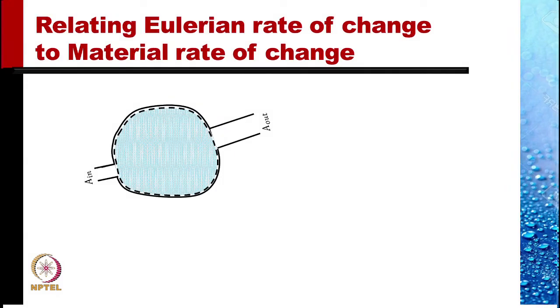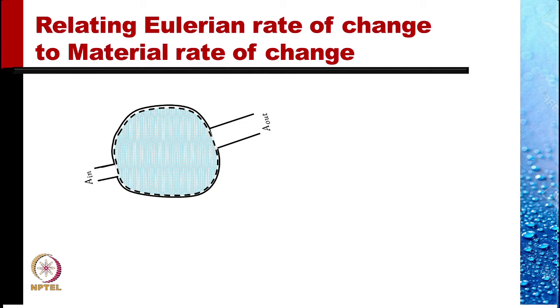When we apply the physical laws, we need the rates of change of material properties associated with the system. All physical laws that are available to us use the rate of change of material systems. But in fluid mechanics, we deal with control volumes, and the rate of change that we know are available for control volumes. So we need a relation between Eulerian rate of change and the material rates of change.